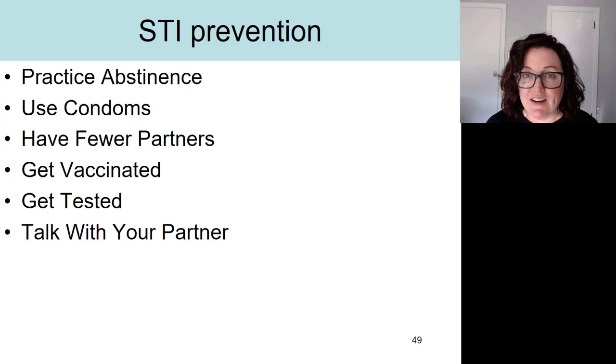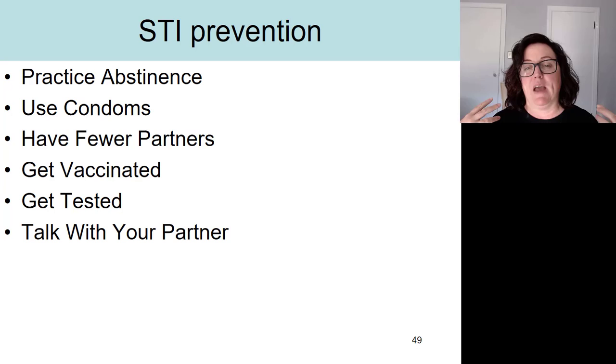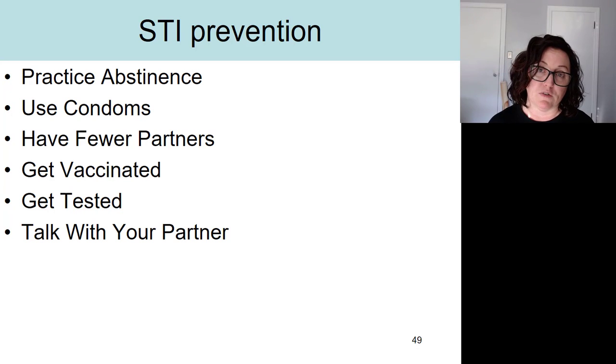How do we prevent STIs? Of course, abstinence is the best way to prevent a sexually transmitted infection. If abstinence is not possible, then you should use condoms. But please note that condoms do not stop all types of STIs. For example, crabs can't be stopped by condoms. Another way to prevent STIs is to have fewer partners. There are also some STIs that have vaccinations like HPV. If you think you have an STI, you should get tested and make sure you talk with your partner.